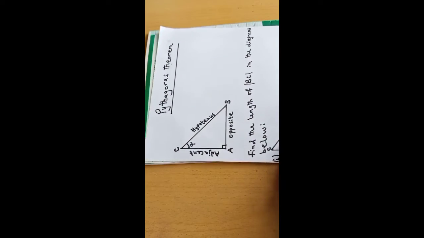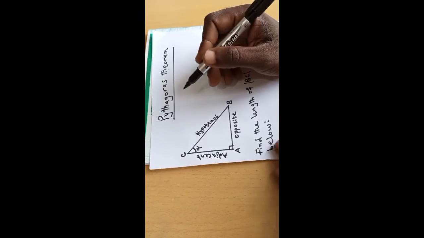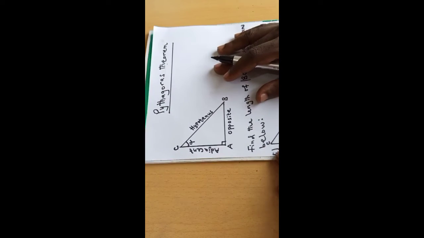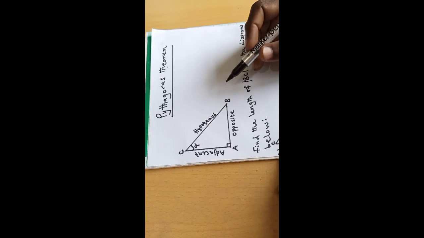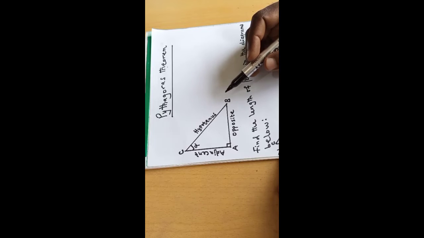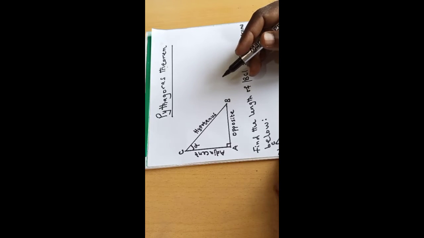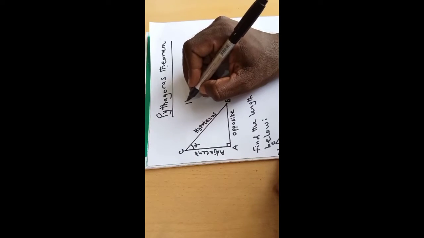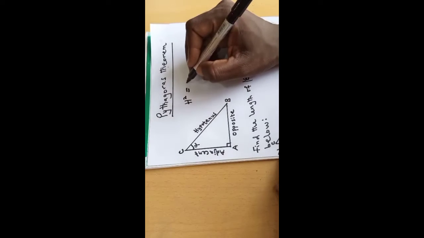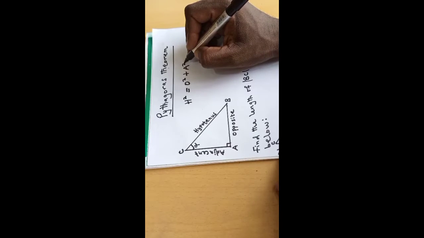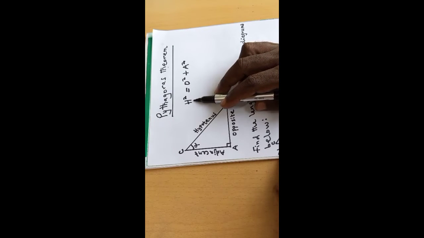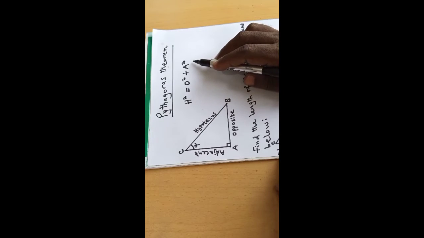The next thing that we are going to consider is what we call Pythagoras theorem. And what does the theorem say? With a right angle triangle, if you are given two sides, it will be easier for you to find the third side. So with the theorem, we say that our hypotenuse squared is equal to opposite squared plus adjacent squared. So that is Pythagoras theorem. According to Pythagoras theorem, hypotenuse squared is equal to opposite squared plus adjacent squared.